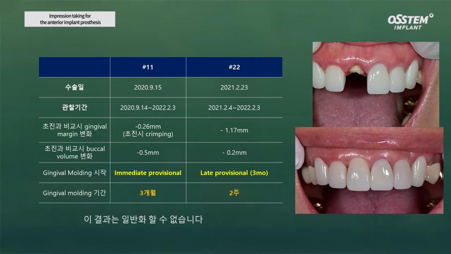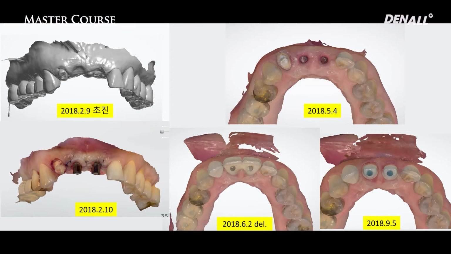Of course, the patient might be more sensitive about the buccal bone and margin gingiva. But the difference between 11 and 22 is whether an immediate temporary was used, and whether the gingiva molding period was sufficient or not. And that could have resulted in the change. Of course, you cannot speak in absolutes.